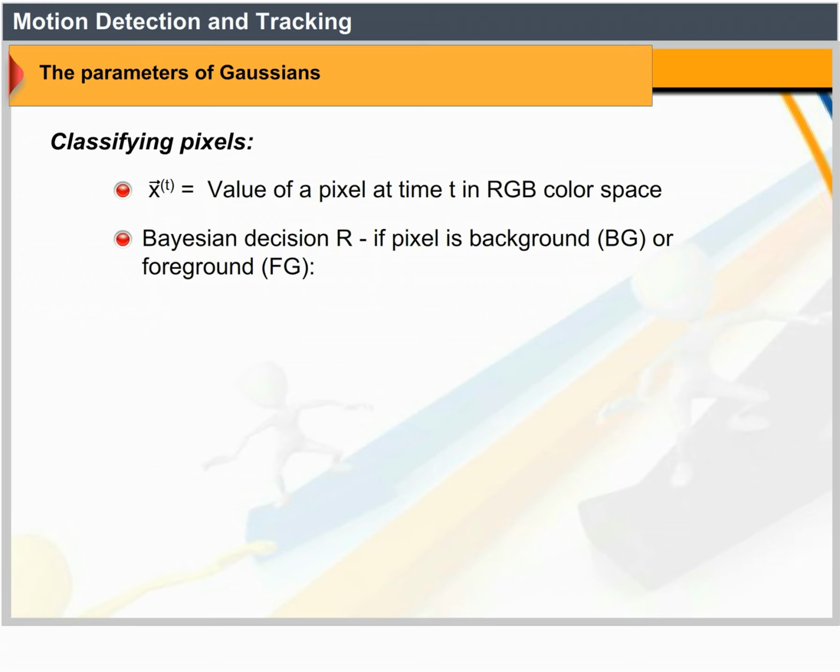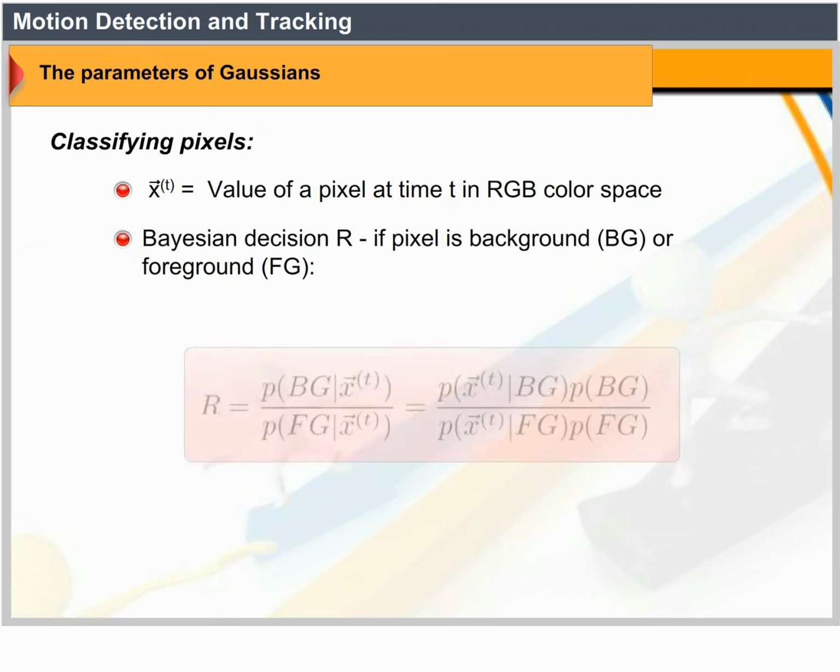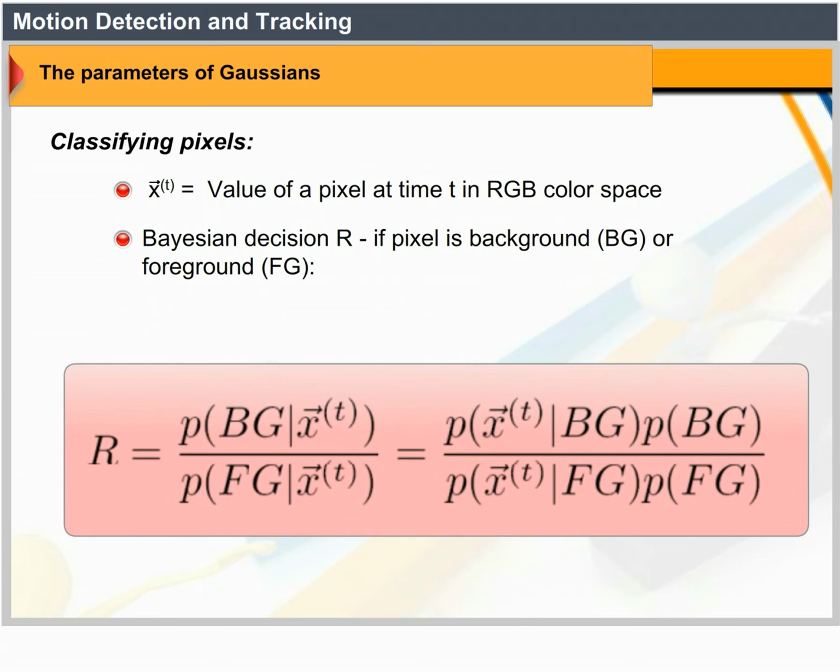Bayesian decision R: is the pixel background or foreground? R equals probability of background given x vector power t over probability of foreground given x vector power t, equal to probability of x vector power t given background times probability of background, over probability of x vector power t given foreground times probability of foreground.